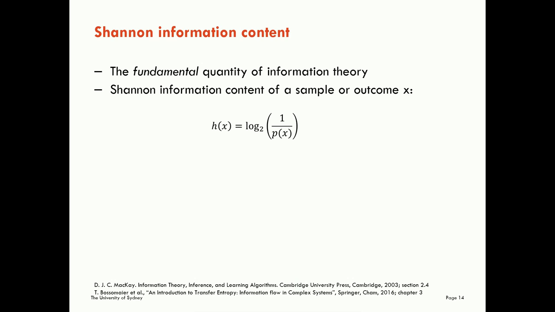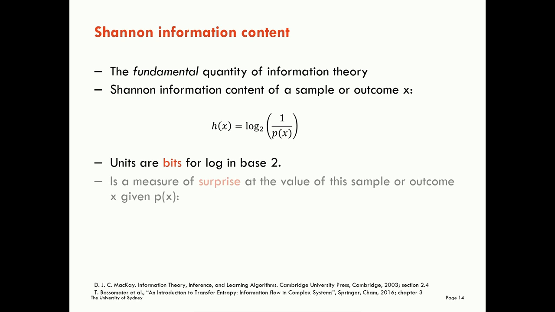Okay, the fundamental quantity of information theory then is what's called the Shannon information content. This refers to the information content of a specific sample or outcome, little x, from our sample space. It is simply the log of the inverse probability of x. This is our Shannon information content. Here, the units are in bits when we take the log in base 2, but we don't have to. We could take the log to a different base. We could take it to base e, in which case we call the units nats, short for natural units.